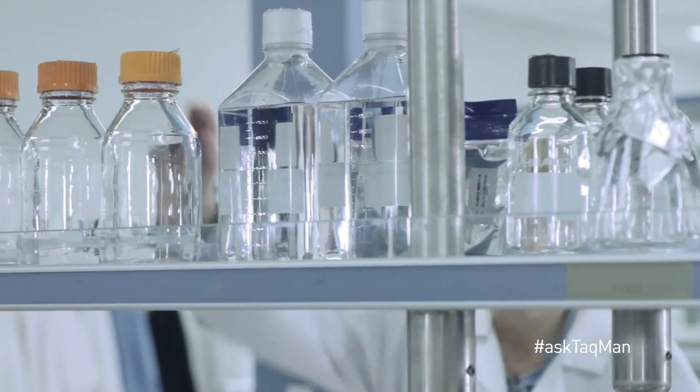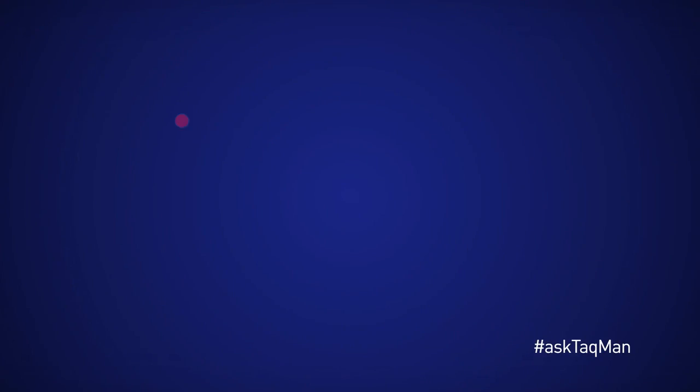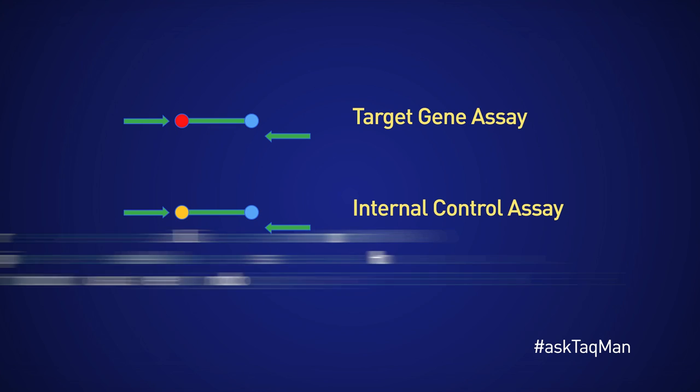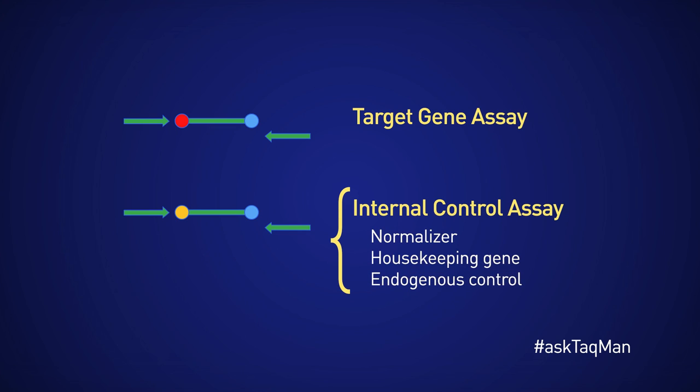Whenever we do a gene expression experiment, we need at least 2 gene-specific assays, one for our gene of interest and one for an internal control gene, also sometimes referred to as a normalizer, housekeeping gene, or endogenous control. Different terms, same idea. So what does this second gene, the normalizer, do for us? Well, essentially, its number one job is to normalize our final data for differing input amounts of template.